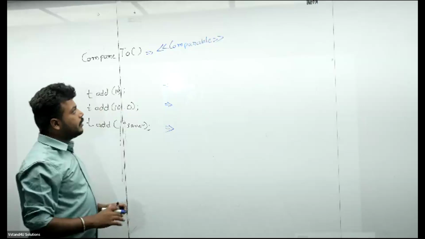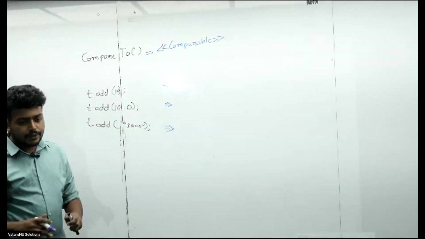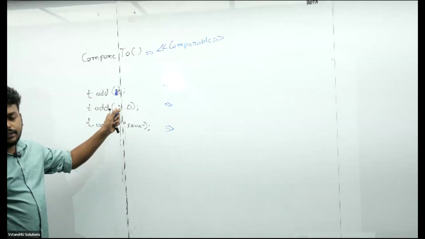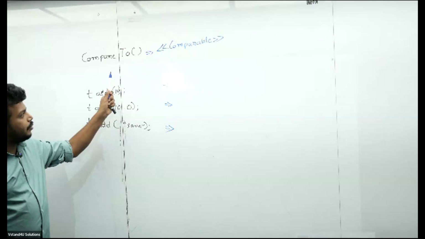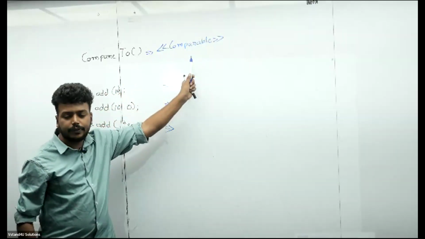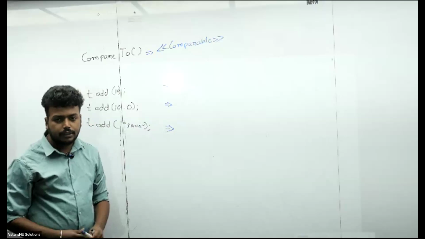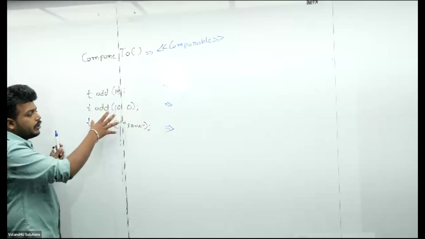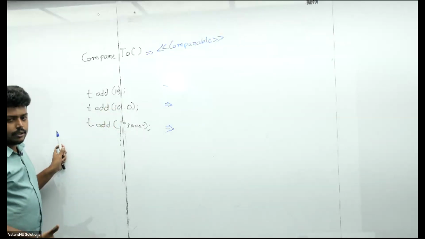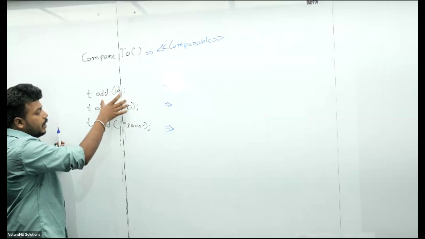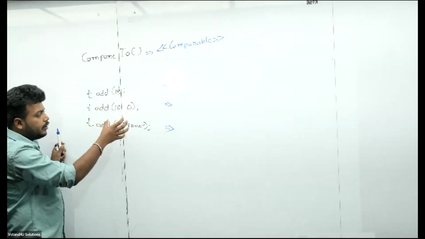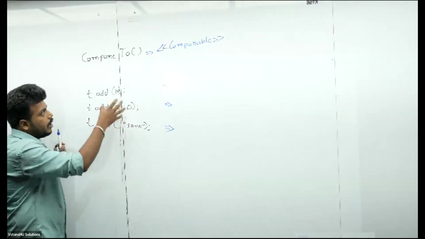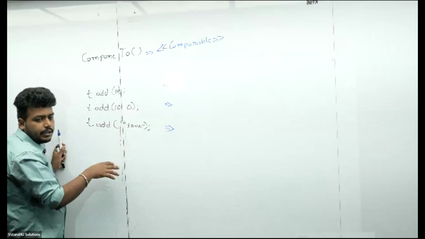Today we'll see what the Comparable and Comparator interfaces are. Just listen: this compareTo method is present in which interface? The Comparable interface. I have created a TreeSet and I am adding some objects. TreeSet is heterogeneous, right? Here I am adding some values: 10, 10.0.